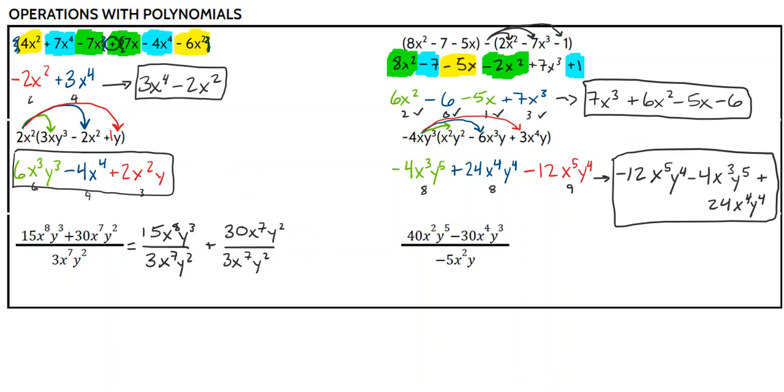So here, in our first fraction, 15 over 3 is 5. X to the 8th divided by x to the 7th, we subtract the exponents, that's x to the 1st. Y cubed divided by y squared, again we subtract, so that's just y. And then we do the second fraction. So 30 divided by 3 is 10. X to the 7th divided by x to the 7th is 1. So this is really 10 times 1, but we don't have to write that. And then y squared divided by y squared is also 1.